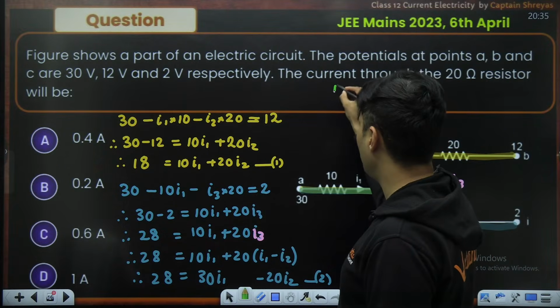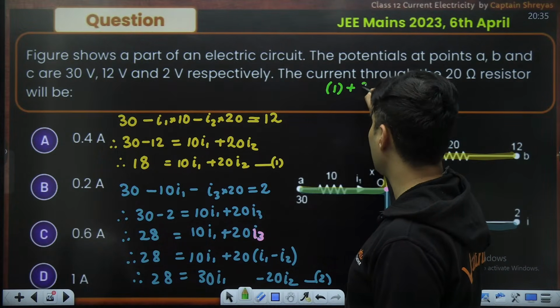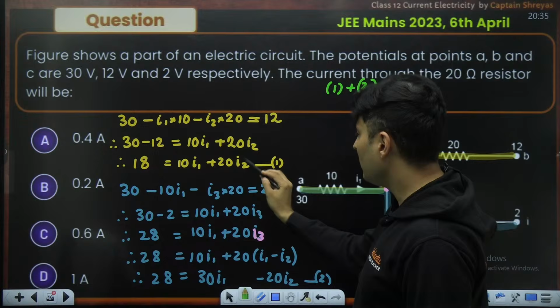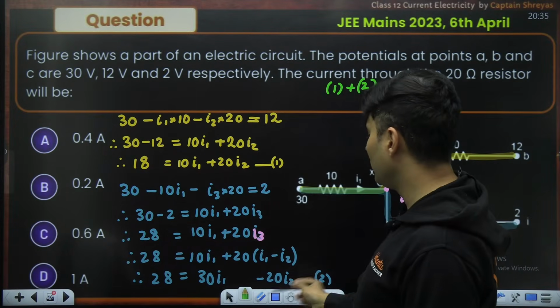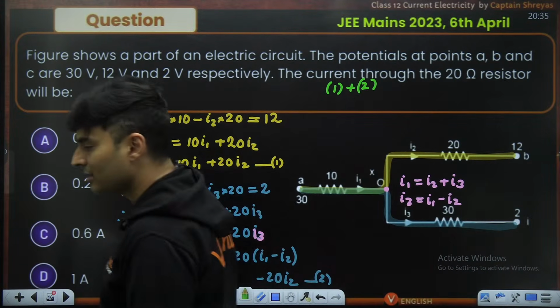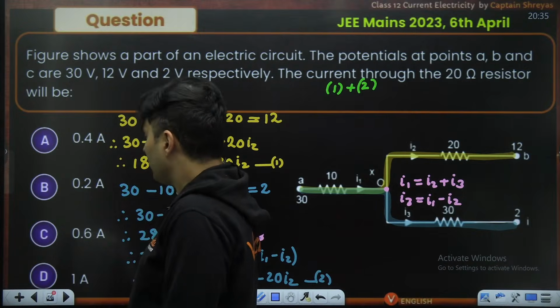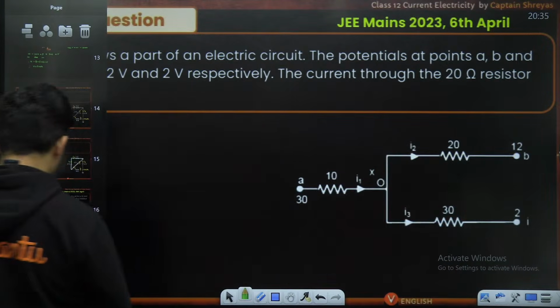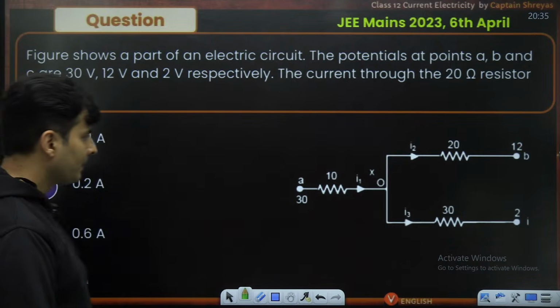Simple technique is first equation and second equation. If you add, immediately 20 I2 and 20 I2 will get cancelled. But I don't like this method because it's a little lengthy. Instead, I have another suggestion from my side.